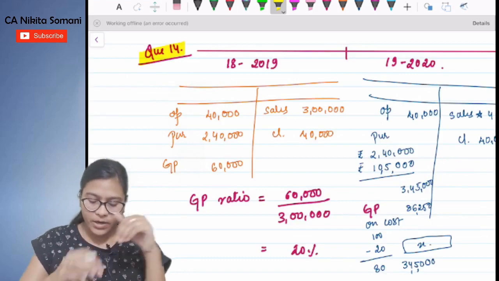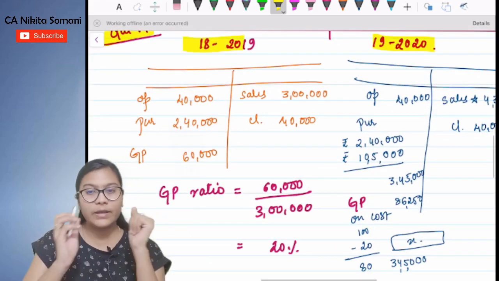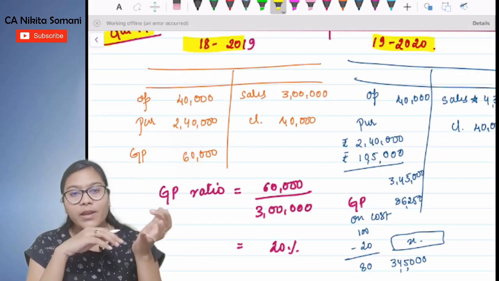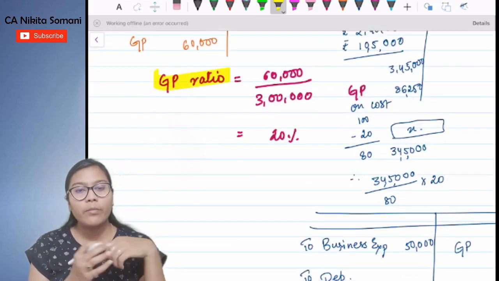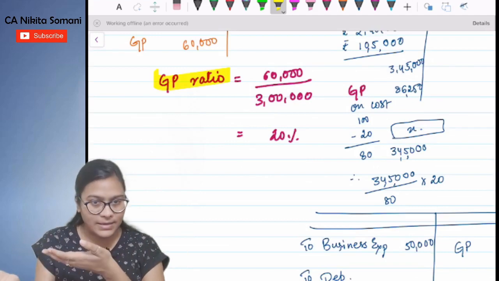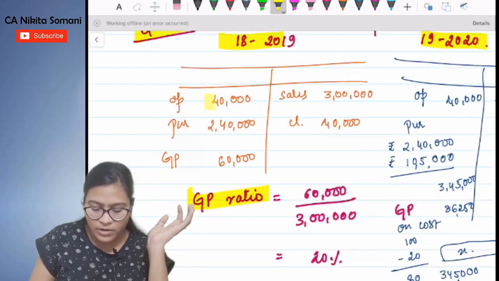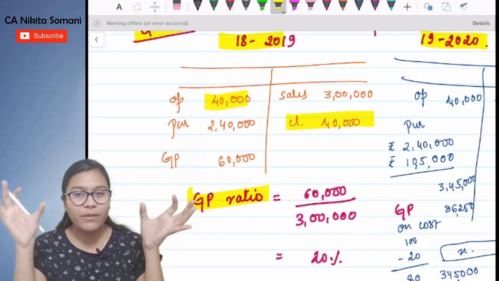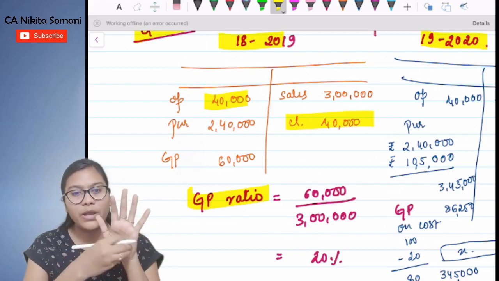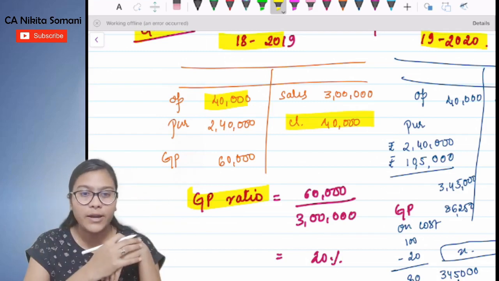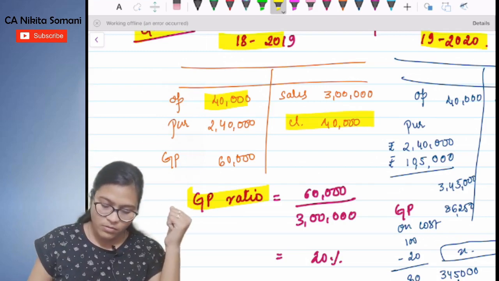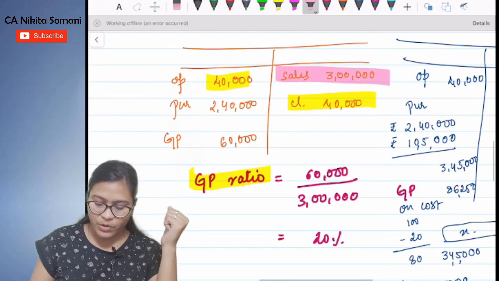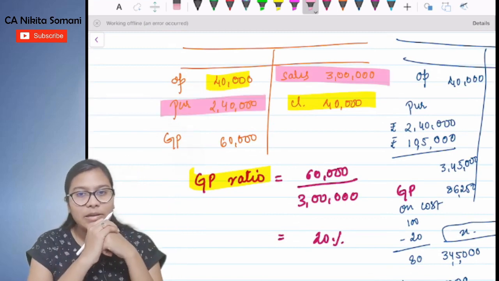In question number 14 there are two sets of data given, for 1819 and 1920. The 1819 data is given to find out this GP ratio. Okay, because that same ratio is to be applied next year. In the previous year, all figures, the opening and closing stock would be the same, because it says stock is to be maintained at 40,000. So every year this is going to be the same. So now the things that would change are sales and purchases. Sales and purchases given are sales 3 lakh and purchases 2 lakh 40,000.